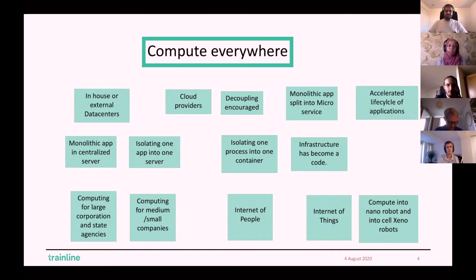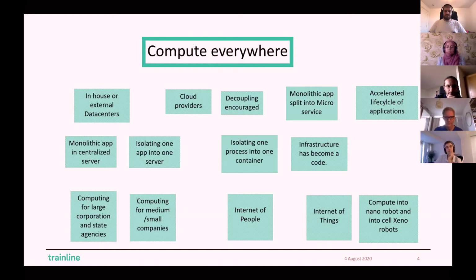So from a monolithic application on a centralized server, we started to go more into isolating each function and each piece of code alone. First one app on one server, and then nowadays we are isolating even one process into one container. So we are isolating smaller and smaller pieces to allow smaller pieces of code to be developed in isolation without having impact on the whole service, shall I say.